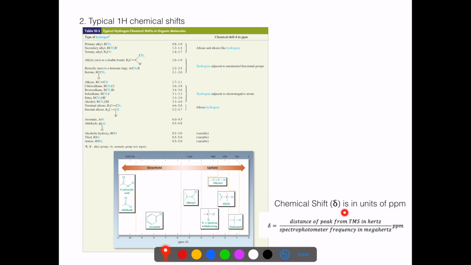This chemical shift, this parts per million, this delta here, is in units of parts per million, and this is a way to give us a field-independent measure because different people have different sized NMRs. They would show up at different places. However, if we have the distance of the peak from the TMS, which would be here, over the frequency in megahertz, then that gives us units of parts per million. And then anybody using any type of NMR, it would all show up in the same place.